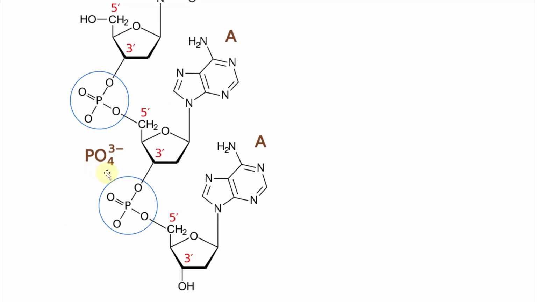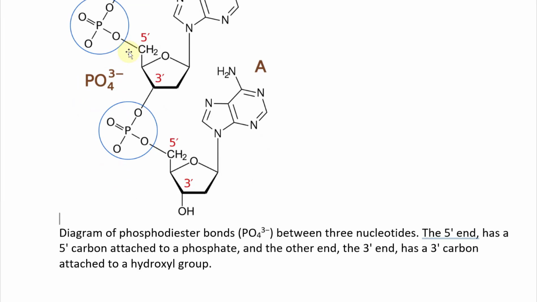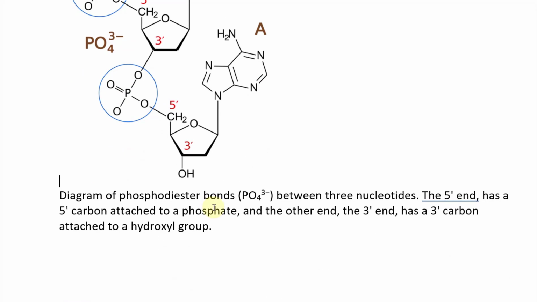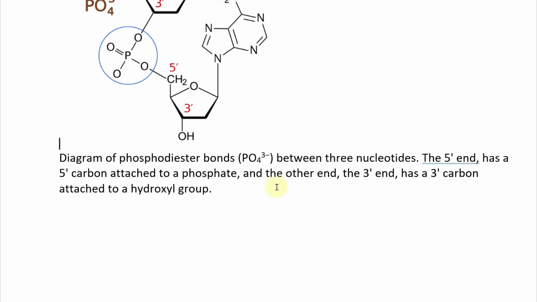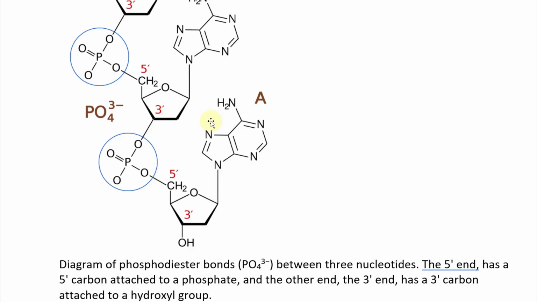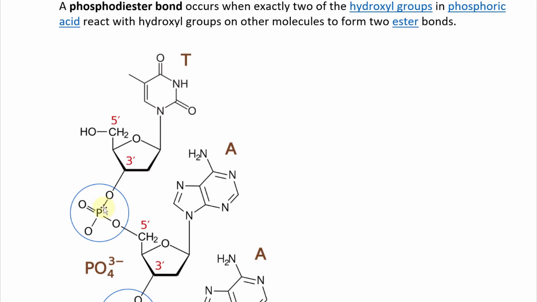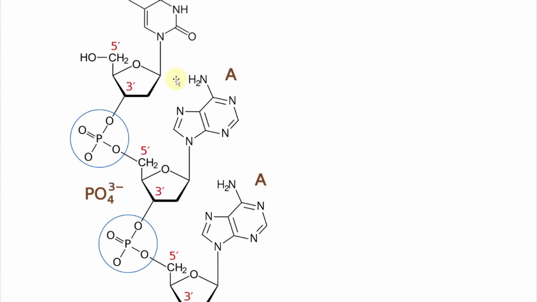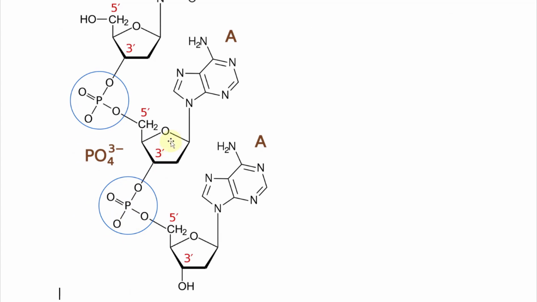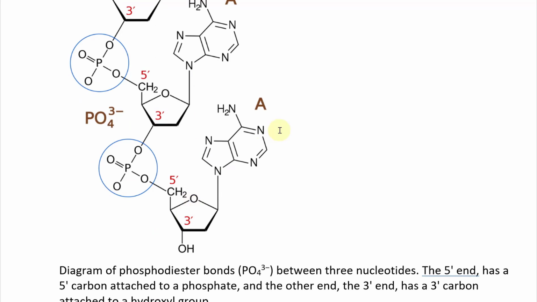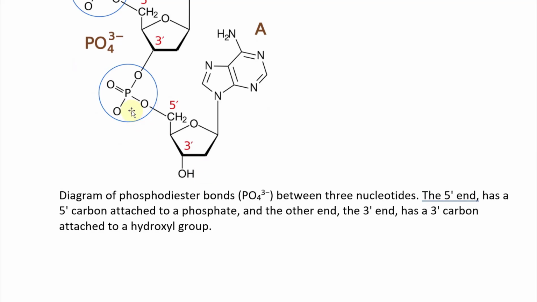Now you're left with PO4 3-, and then connecting to the sugars over there. So a diagram of phosphodiester bonds, PO4 3-, between 3 nucleotides. Here you have 3 nucleotides. You have the phosphate, you have the sugar, you have the base. It's the thymine. And then you have this one, phosphate, sugar, and the base, which is an adenine. And then you also have another adenine over here. And this is a phosphate, sugar, adenine.